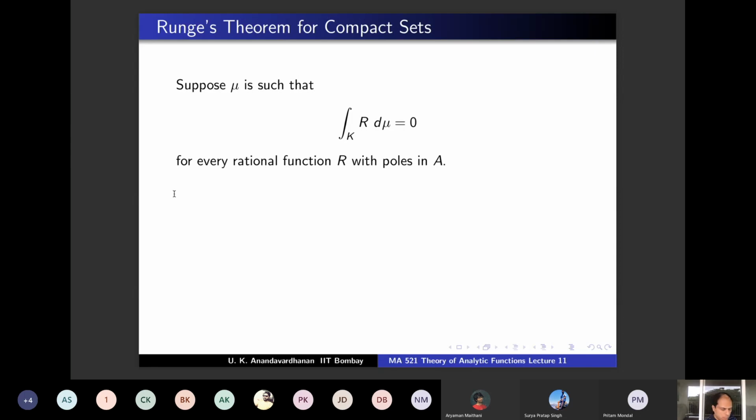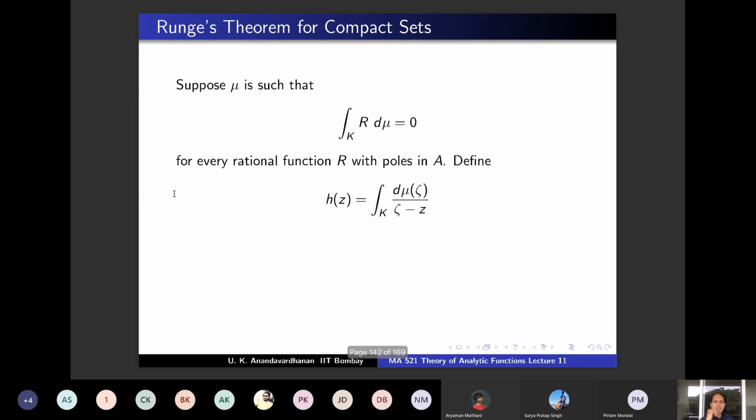Is the statement clear? If L is any linear functional on Ck, then it is given with respect to a mu. And if L is identically 0 on M, which means L of R is 0, that is the integral of R d mu is 0, then we have to show that L of F is 0, that is the integral of F d mu is 0. This is what we have to show.